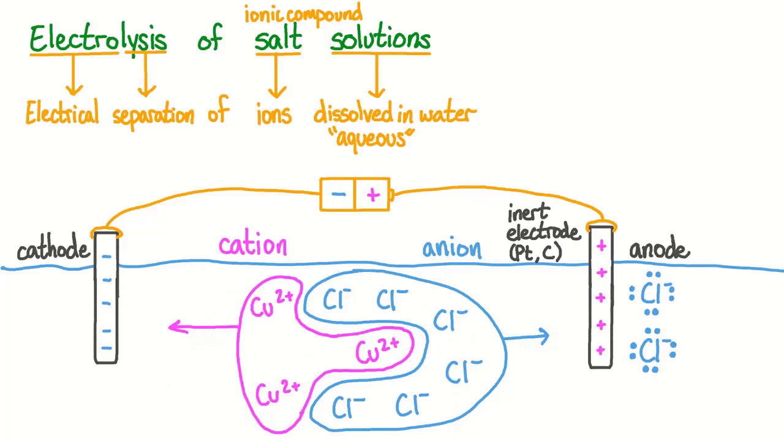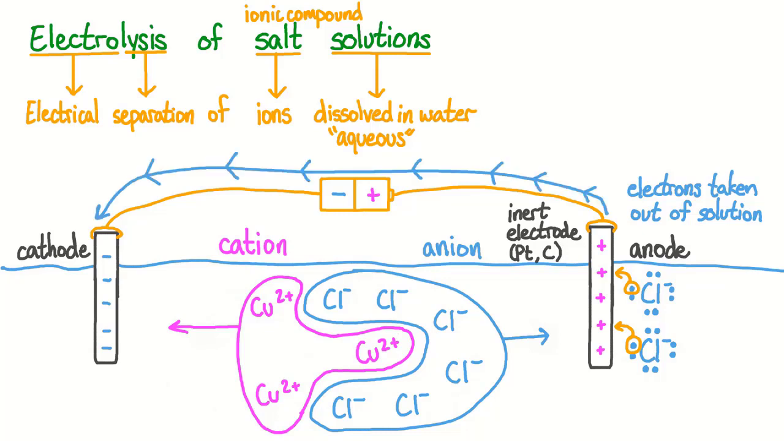The negatively charged anions, with their extra electrons, are drawn to the anode. At the anode, the anions will donate their extra electrons. The anode will take those electrons and pass them along the circuit through the wire. Electricity is the flow of charged particles, and during electrolysis, electrons flow from the anode to the cathode. Before we look at what happens to the electrons at the cathode, let's look at what else happens at the anode.